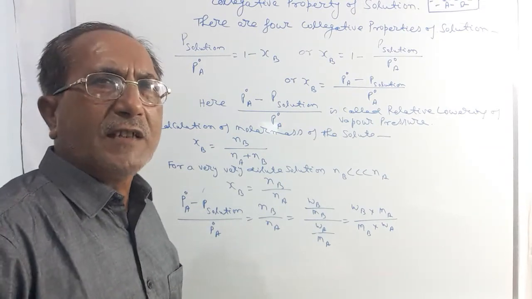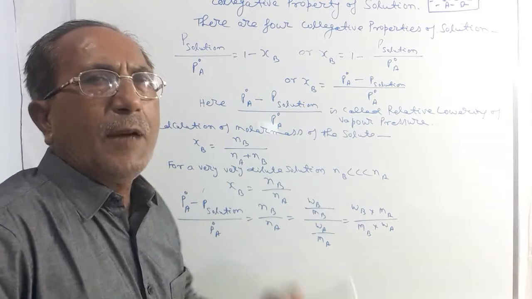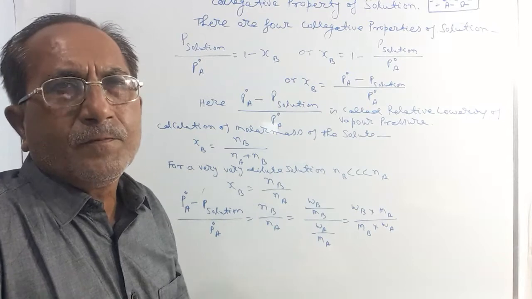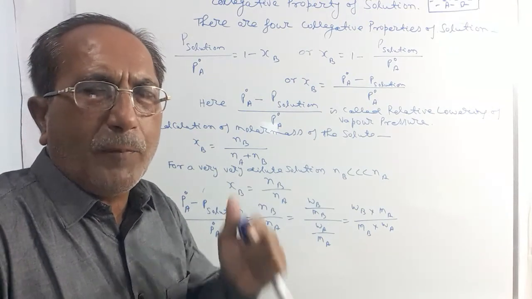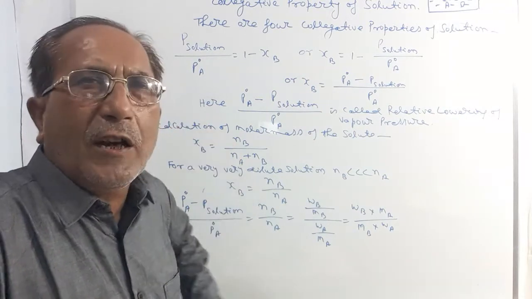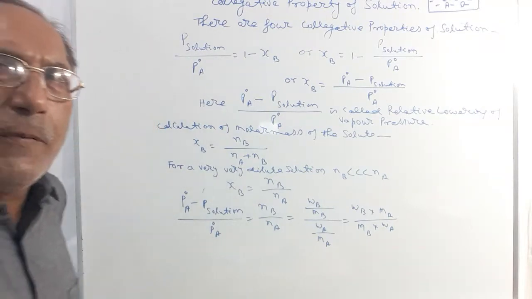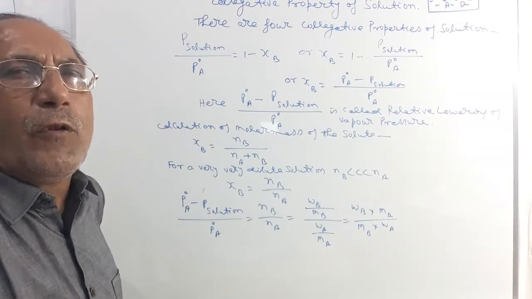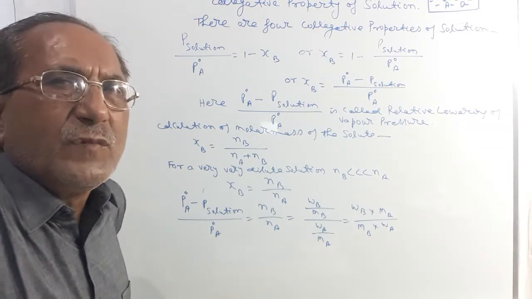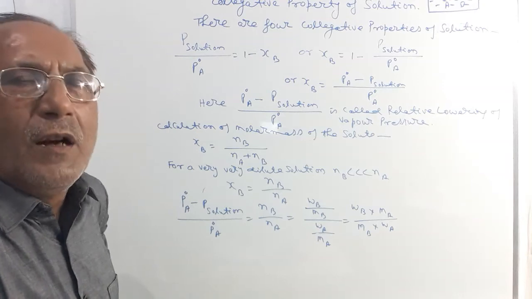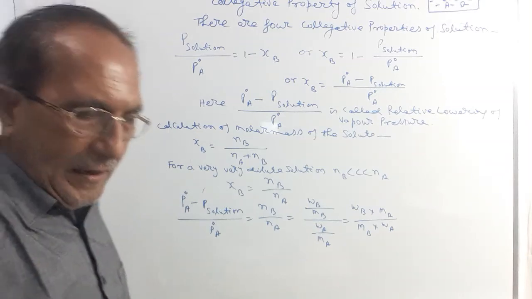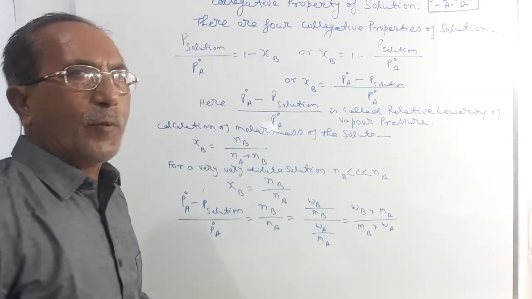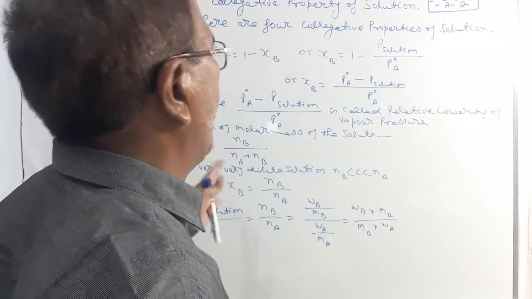Very important thing here is that if you say lowering of vapor pressure, only lowering the vapor pressure is not a colligative property. But if I say relative lowering of vapor pressure, then it is a colligative property. Clear? Now I am giving you a numerical problem and you will have to solve it.